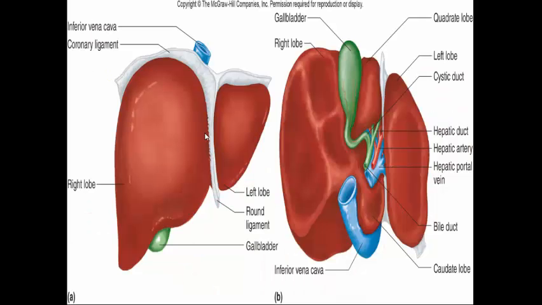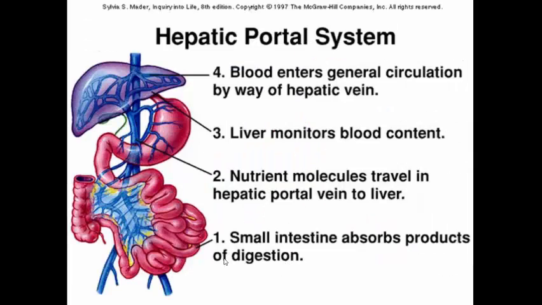Here's an image of the liver, both this view and then also the inferior view. It has 2 lobes here. See where it connects to the inferior vena cava up here. You see the hepatic duct, hepatic artery, hepatic portal vein, they're all part of that system here. So again, we'll go from the bottom to the top here.